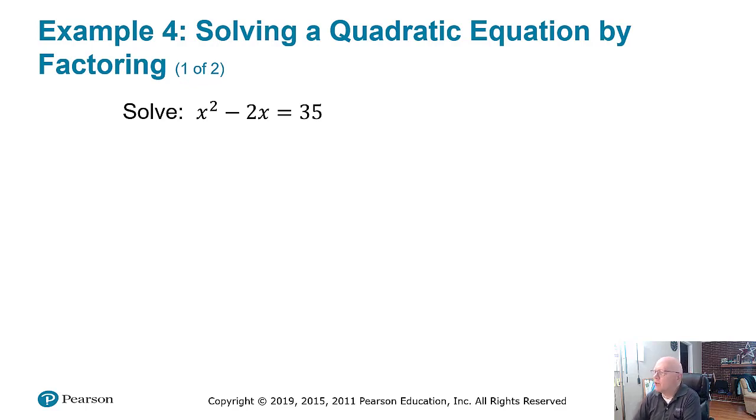Okay, here's a quadratic equation for us to play with. Well, first of all, notice there's no 0 over here. That's not good. So we'll have to subtract 35 from both sides. Now we're ready to go. We have to have the 0. And just as a reminder, in this case, 0 is your friend. Next, we're going to factor the left-hand side.